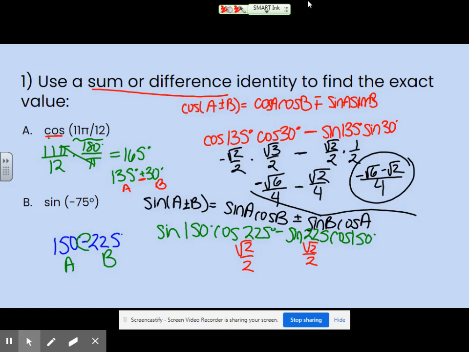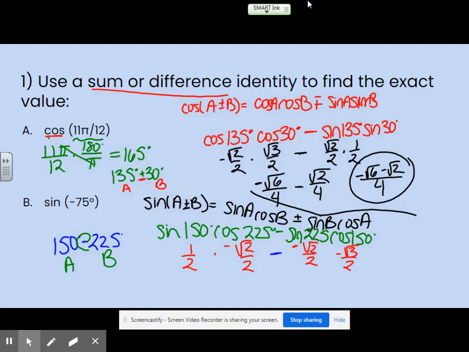225 is in our third quadrant, which means both of these are going to be negative, and that original subtraction sign between the two carries along for the ride. Now I get to look at the cosine of 150 degrees. Remember, the sine of 150 degrees is 1/2. The cosine of 150 degrees is negative radical 3 over 2.